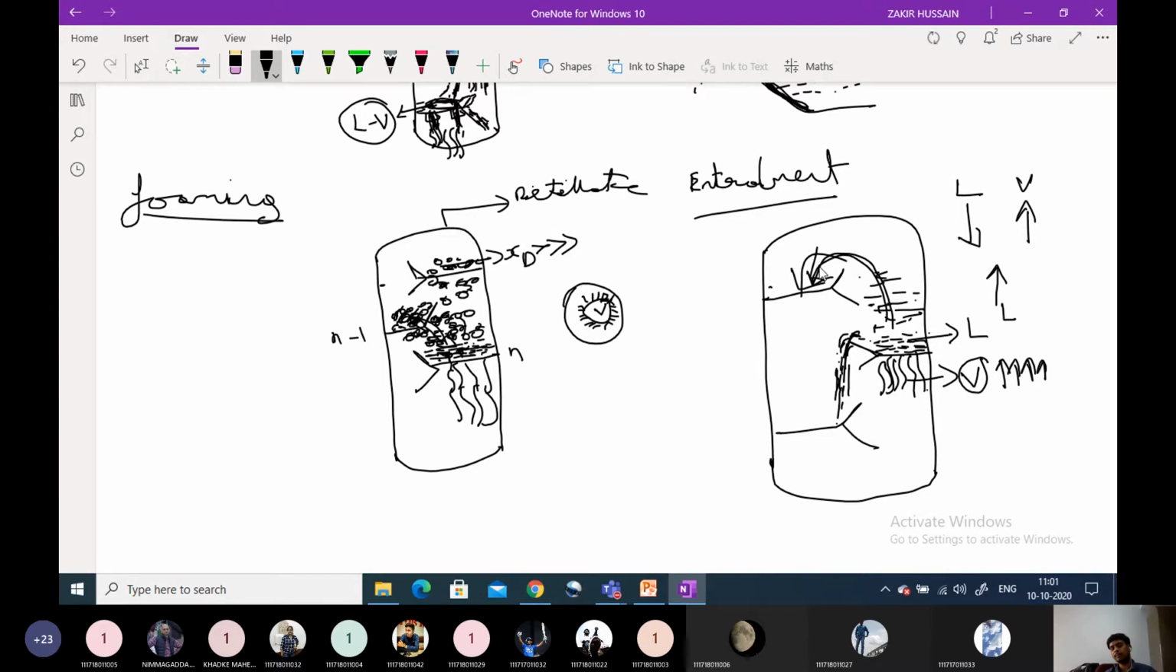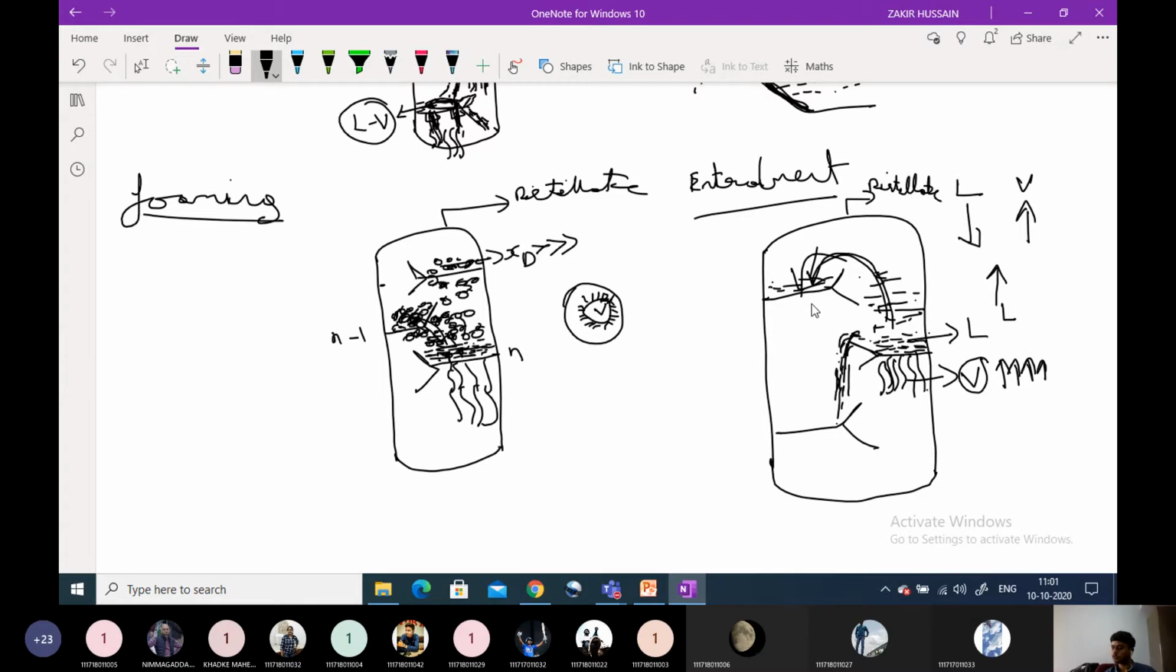It will also contaminate the more volatile component which is present in the plate above. Ultimately, it will also contaminate the distillate which we are taking as output or product. So entrainment is nothing but, when there is a high vapor flow rate, the vapor carrying the liquid to the plate above. It is called entrainment.